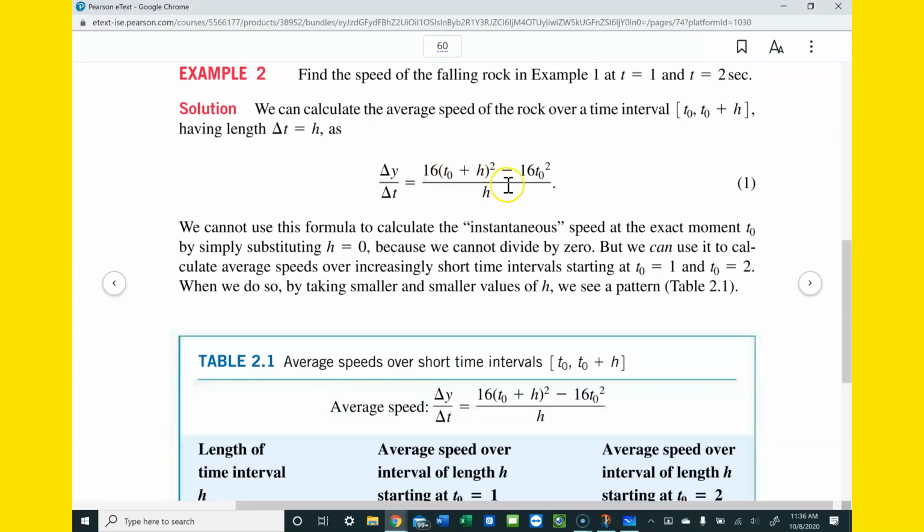Looking at how they have this written, they say this: we cannot use this formula to calculate the instantaneous speed at the exact moment t naught by simply substituting h equals 0, because we cannot divide by 0. That's the problem. You can't do it with a curve, because you can't divide by 0. You can't truly make it be at one instant on a curve, because then you'd be dividing by 0. That's going to be the magic of calculus. That's going to make it happen. But we can use it to calculate average speeds over increasingly short time intervals.